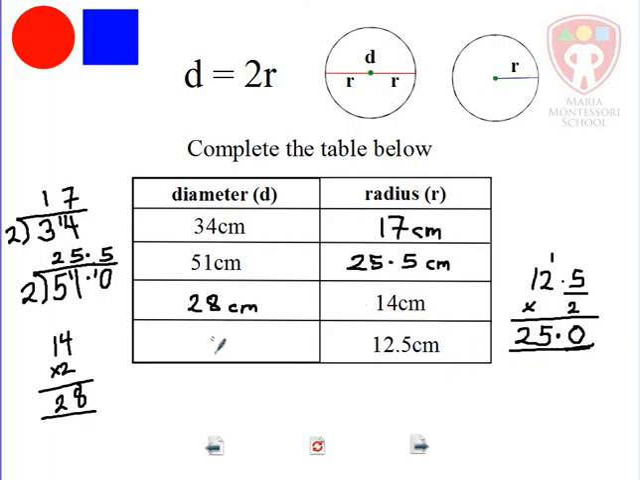So here we have our answer, 25.0. So let's write that in, 25.0 centimeters. That does us very well. Mark your work. Out of 4. Let's see how you did, and let's move on.